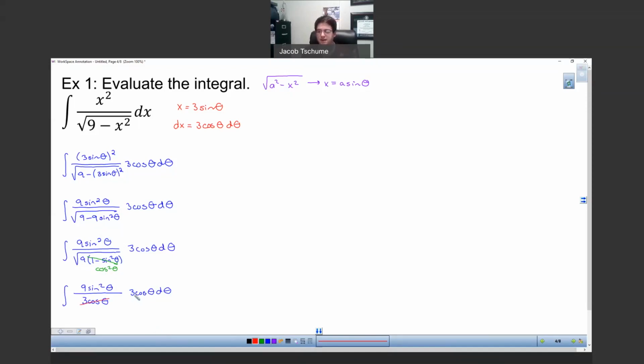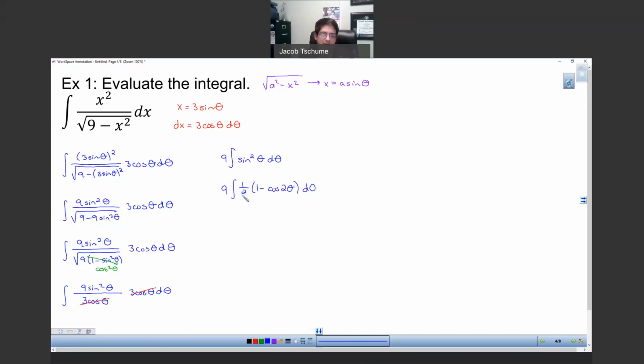And now you can start simplifying. 3 cosine theta over 3 cosine theta cancels, and this gives us the integral. I'm going to go ahead and factor that 9 out front, and that would be 9 times the indefinite integral of sine squared theta d theta. This is the technique that we covered in the previous video. Since sine is an even power, you will have to use your half angle identity, which is 1/2 times 1 minus the double angle of cosine.